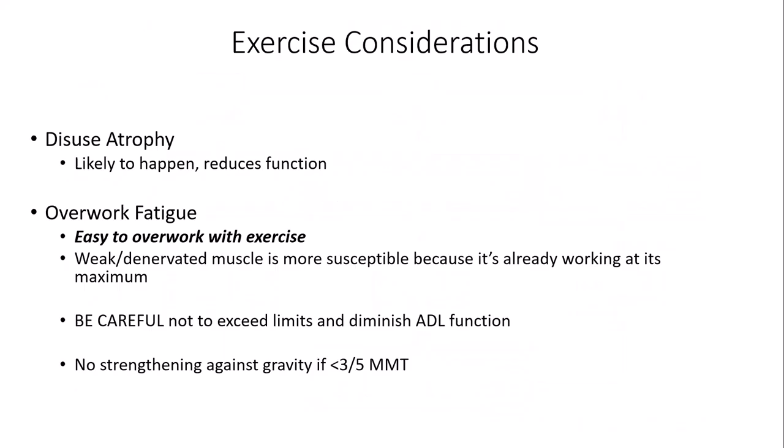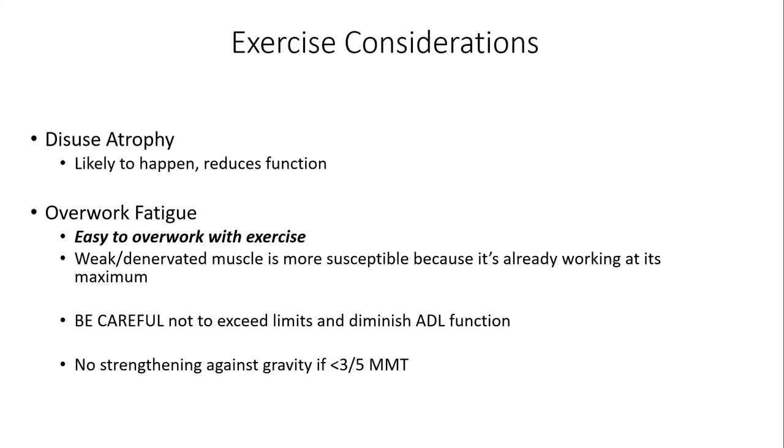Things to consider when prescribing exercise for this patient population. And standardly, the exercise prescription is going to be limited to the early stages of the disease. You definitely want to avoid disuse atrophy. Disuse atrophy, when it does happen, if the person isn't doing anything, is going to reduce their function. But again, kind of like Guillain-Barré, you want to avoid that overwork fatigue.